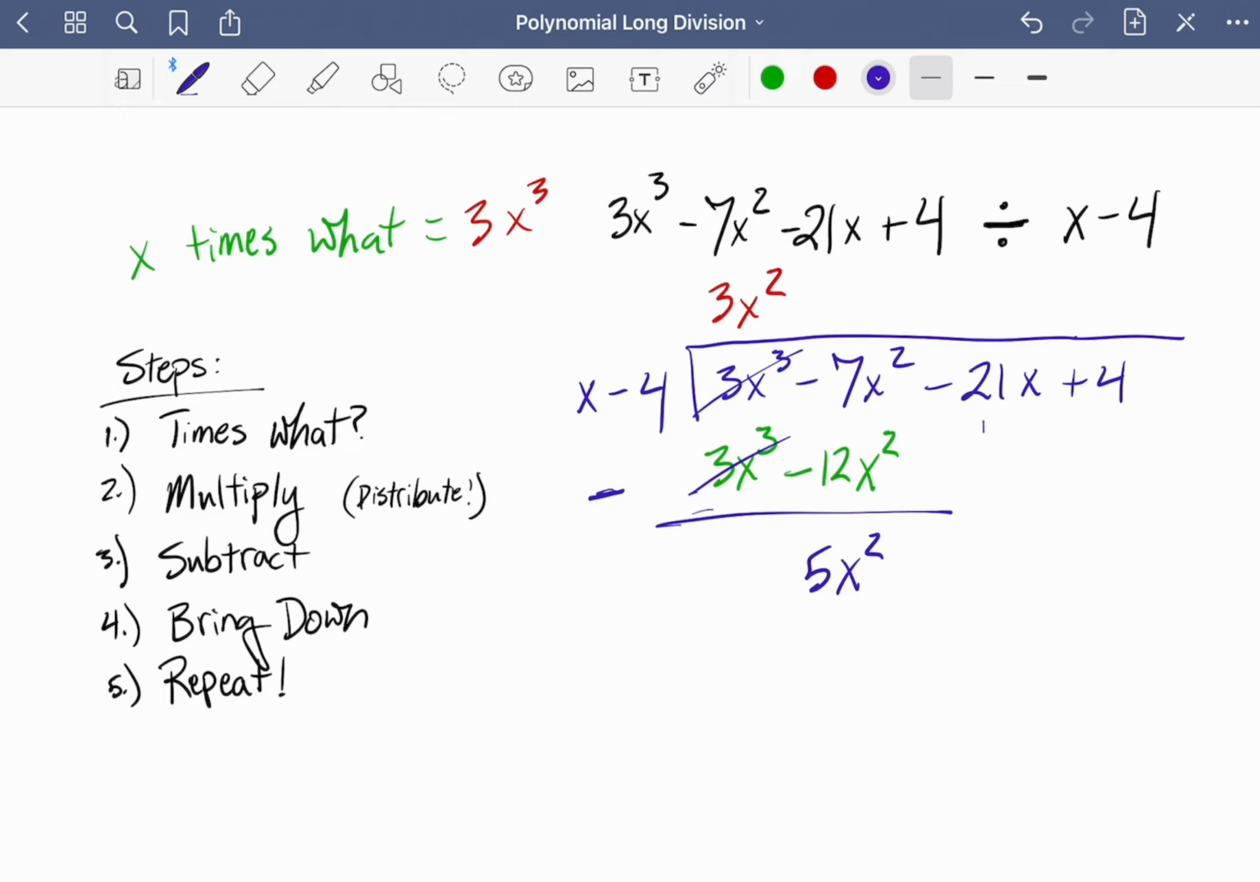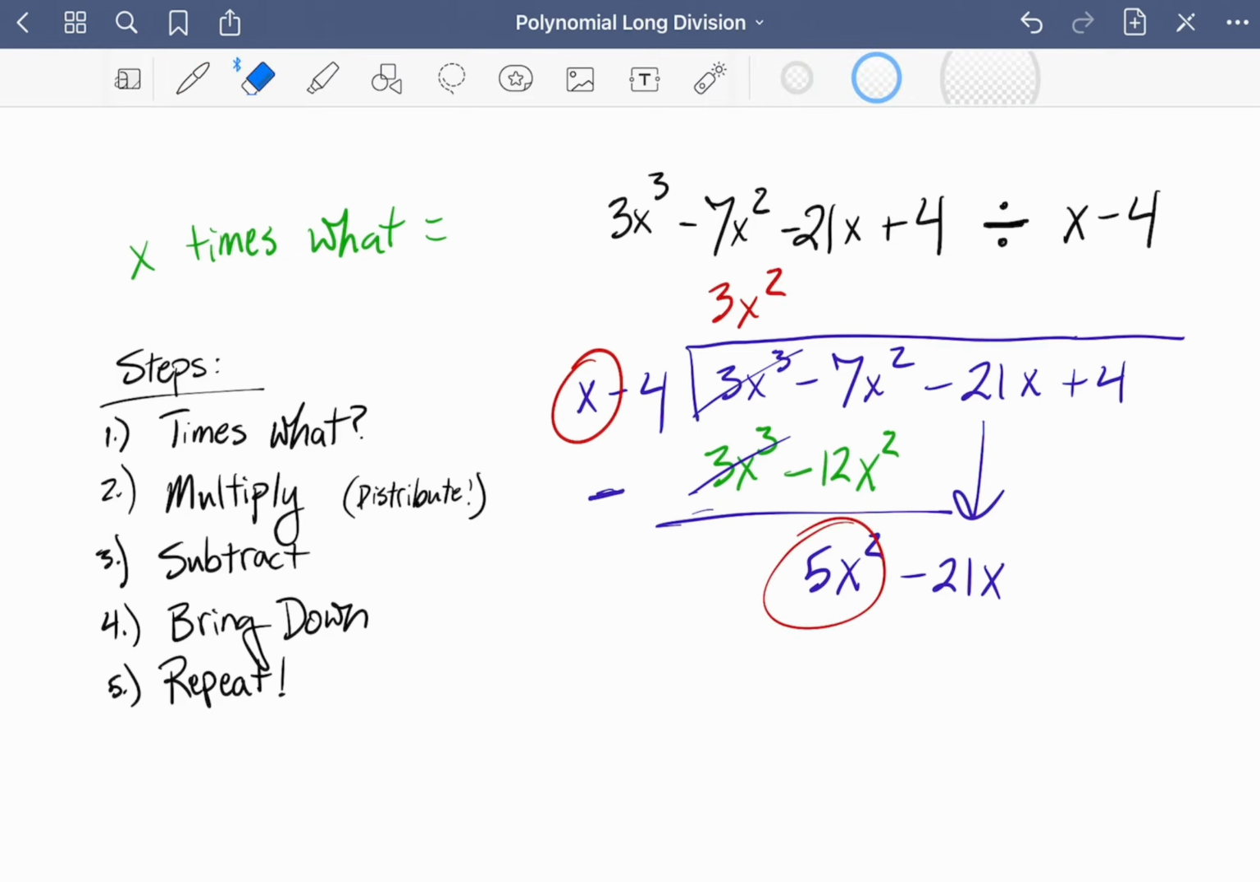Next up, we bring down our next term, so bring down the negative 21x, and we start all over again looking at our leading terms. So we have a leading term of x and a leading term of 5x squared. Now we're asking ourselves, x times what equals that 5x squared? Well, x times 5x equals 5x squared. So put a plus in front of it if it's positive.